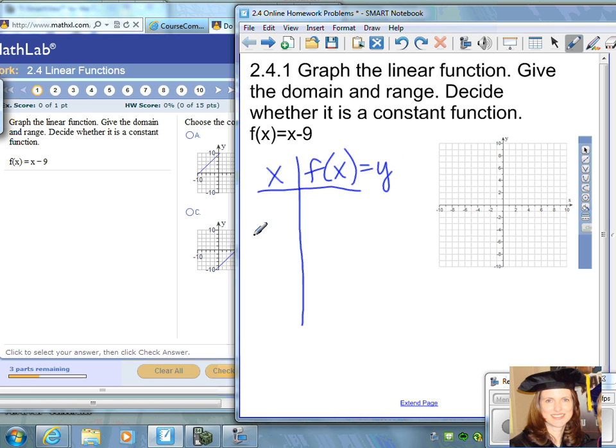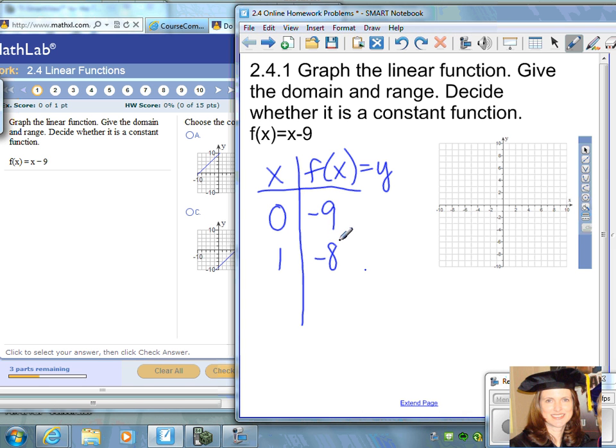So we're going to plug in a value for perhaps x is equal to 0. If x is equal to 0 and you plug that into the function, you get 0 minus 9, which is negative 9. And let's plug in another number, let's say 1. Plug in 1. 1 minus 9 gives you a negative 8.